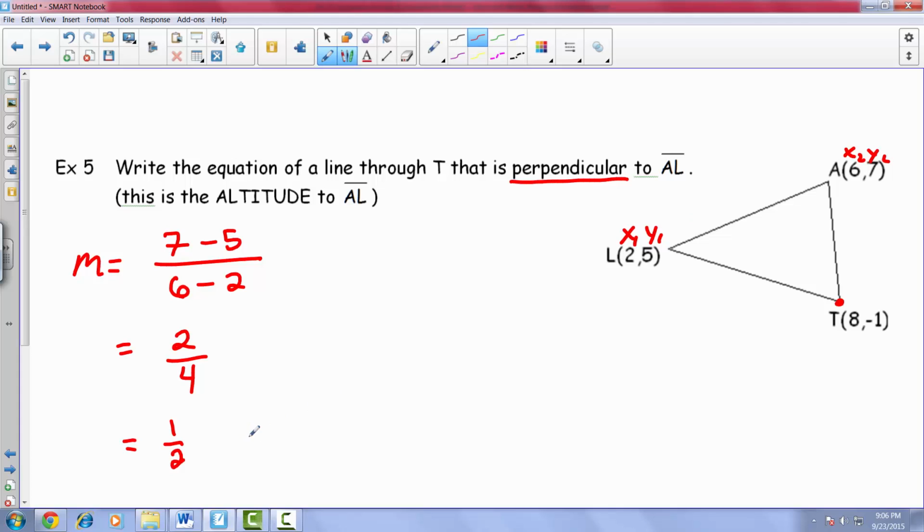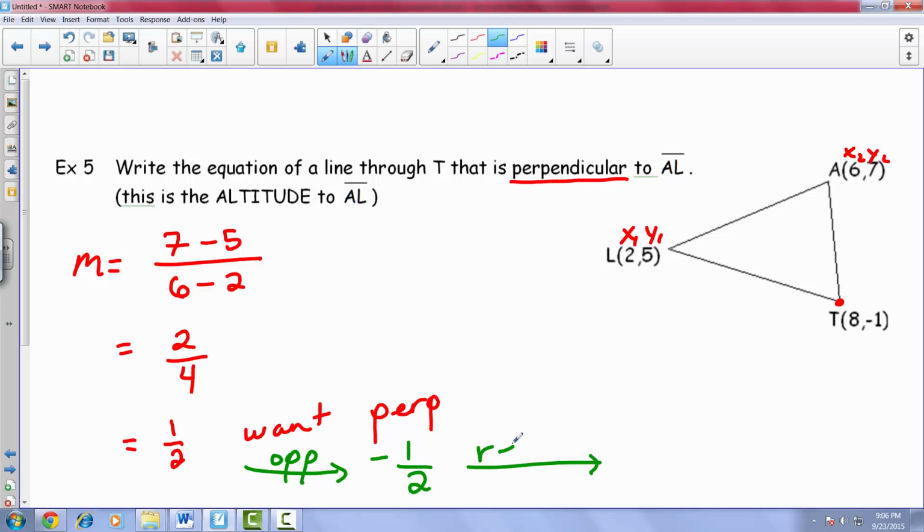So to find the perpendicular of that, we have to take the opposite reciprocal slope. So the opposite of a half comes out to be negative 1/2. And then the reciprocal, all you have to do is basically flip the numbers on top and bottom. We then end up with negative 2 over 1, which basically just simplifies out to be negative 2. So we're actually going to go ahead and use negative 2 as our slope, because again, that is perpendicular to the slope AL.